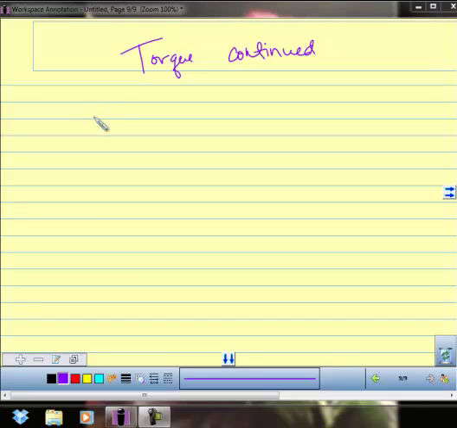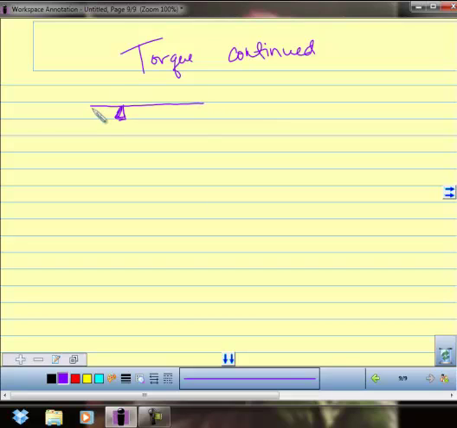Let's continue talking about torque. I told you in the last video that pivots are really important to torque, and the reason why is because changing where the pivot is actually changes all of the torque. So here I have a rod and it's on a pivot, and the pivot is more towards the left than it is to the right.